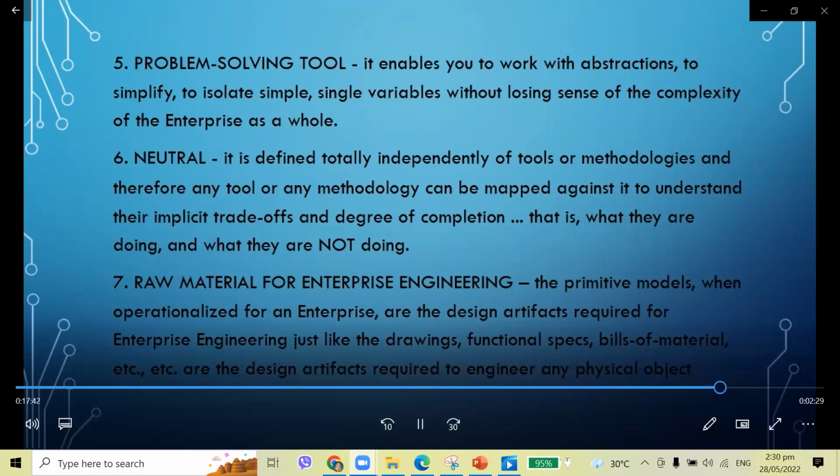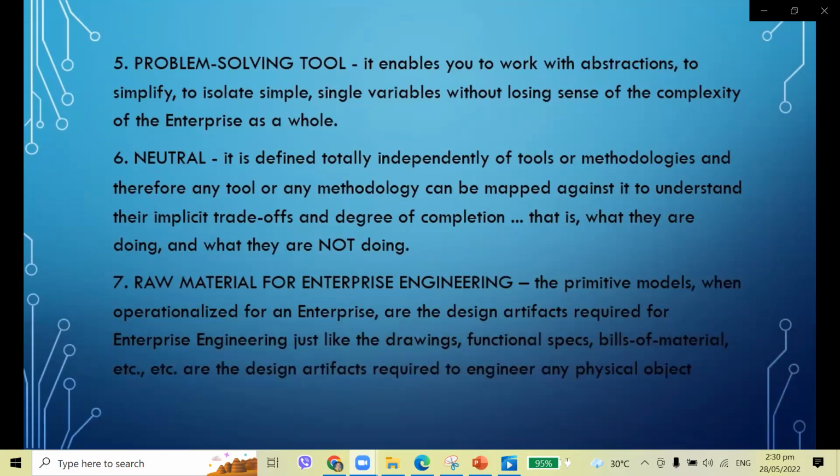So lastly is the raw materials for enterprise engineering. The primitive models, when operationalized for an enterprise, are the design artifacts required for enterprise engineering, just like the drawings, functional specs, bills of materials, etc. are the design artifacts required to engineer any physical object.